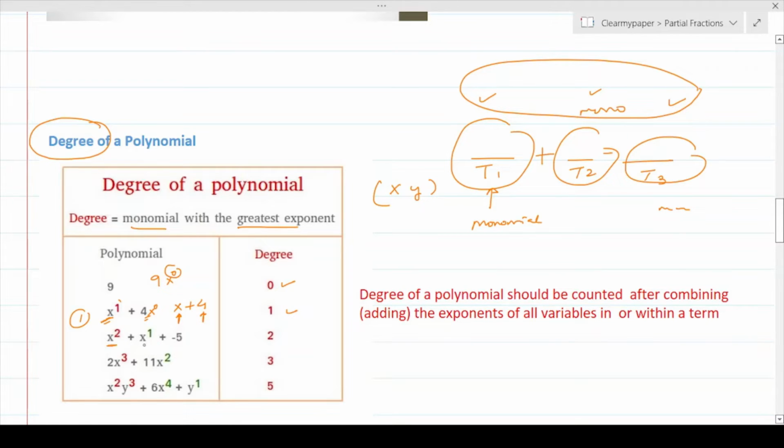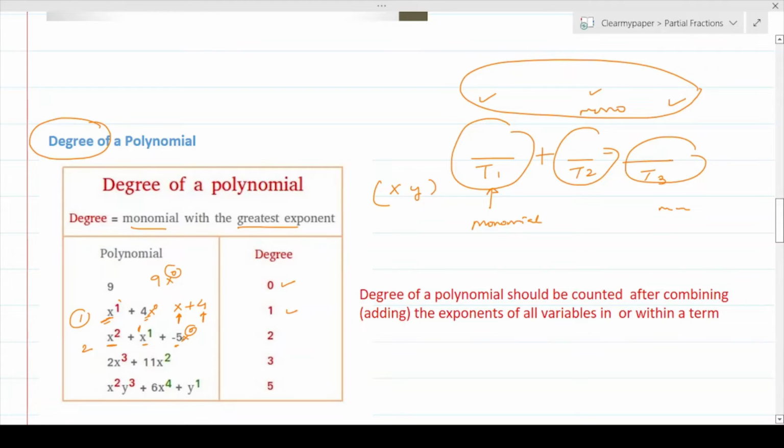This one term, this second term, and this third term. And the first term, the degree is 2. The second term, the degree is 1. And the third term, the degree is x raised to 0, so 0. So now we have got 2, 1, and 0. Three terms, and we have got 3 degrees.